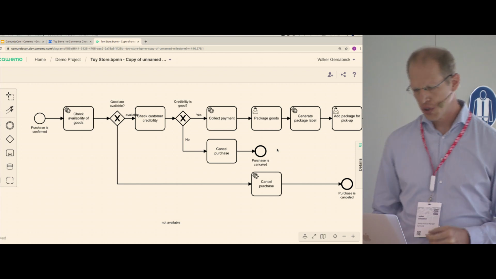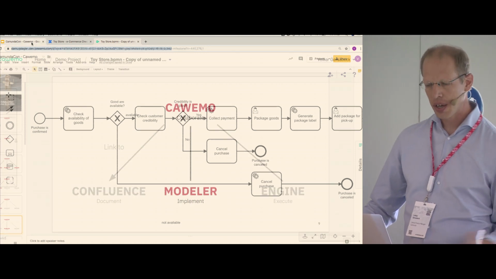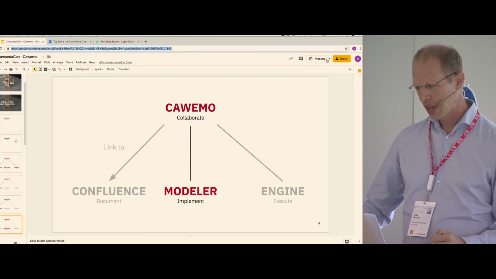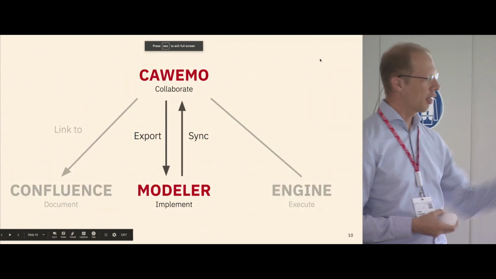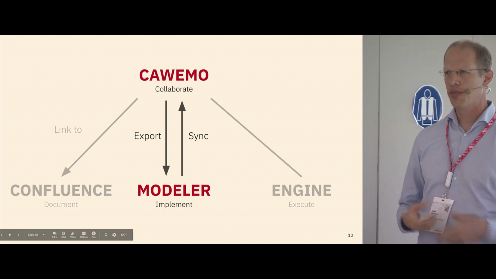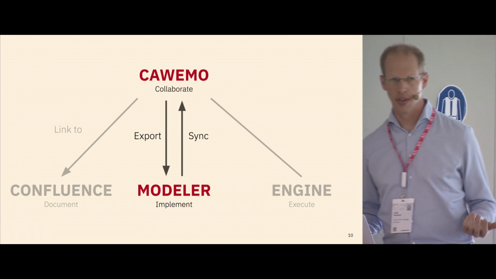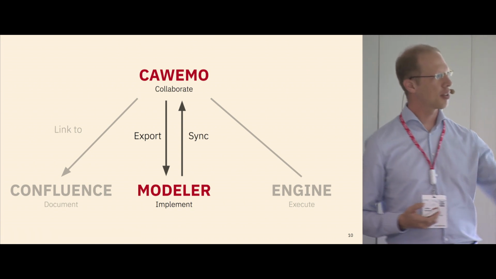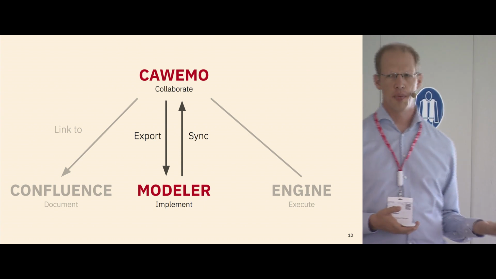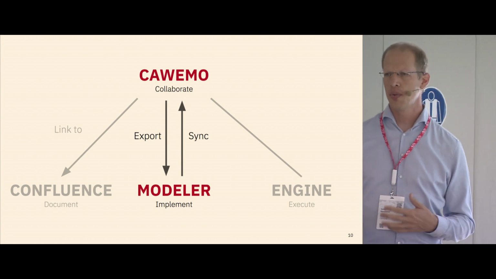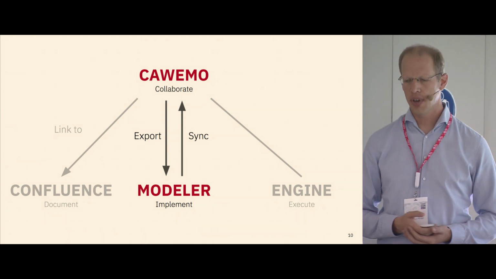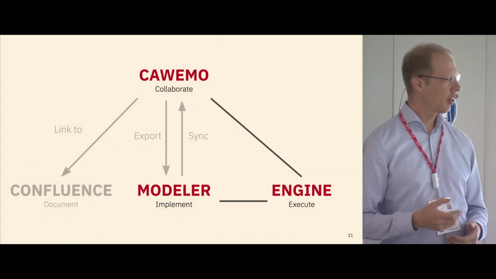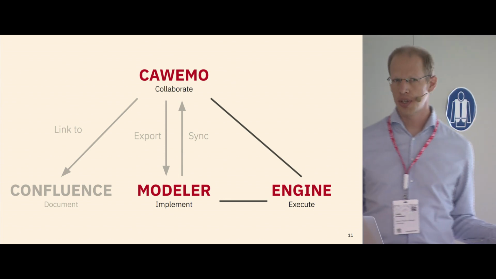Okay, so what we now saw is how Cawemo plays together with the modeler. You can export files from Cawemo into the modeler to continue in there to implement all your processes. And then we can sync them back to Cawemo to then compare them with different versions, the ones that you had before. So that's how Cawemo and the modeler play together. And the next step is obviously to bring in the engine, because ultimately we want to automate this.